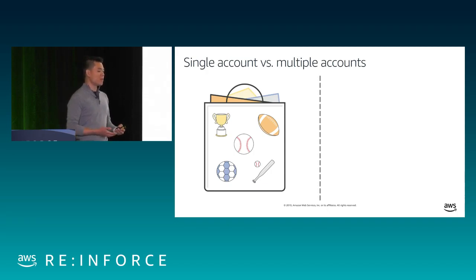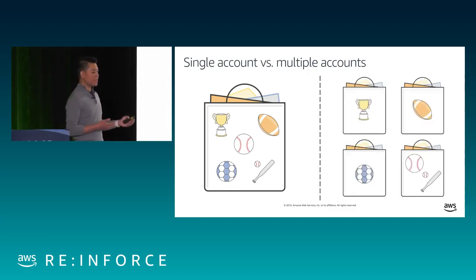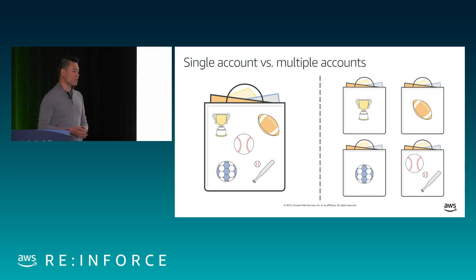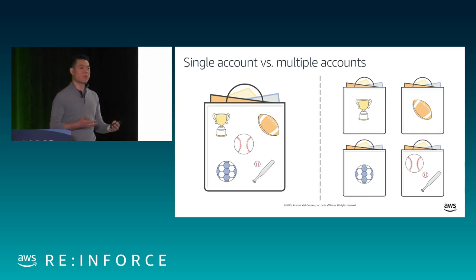A better model is to categorize each of these types of equipment into its own container. Here on the right side, I now have my trophies in a container, football equipment, baseball and soccer in their own containers. So if I'm looking for my trophies, I can just go straight to the trophy container. You could think of this the same way with your AWS accounts, in that if you're looking for specific types of resources, they've already been categorized into their own container.